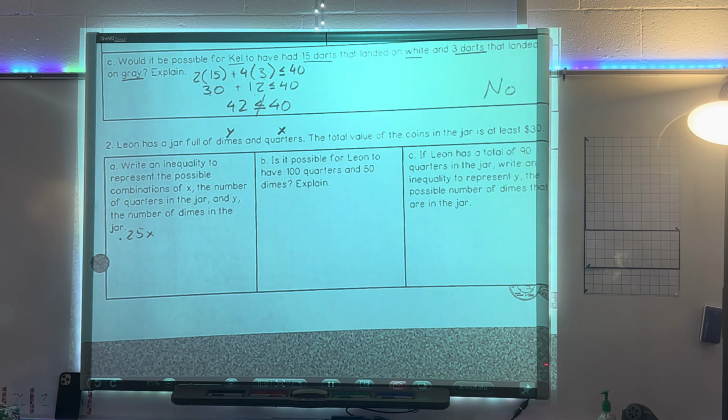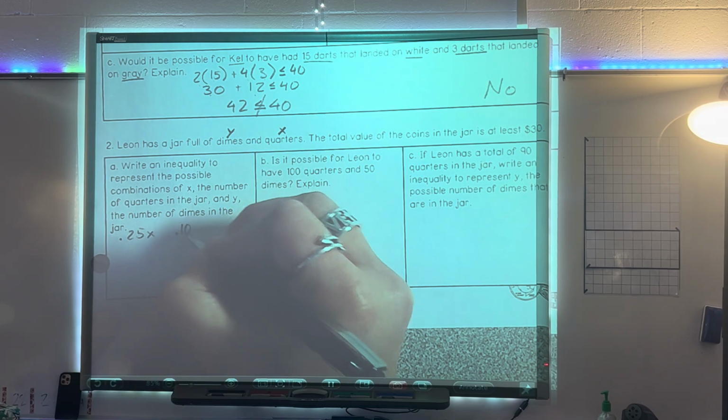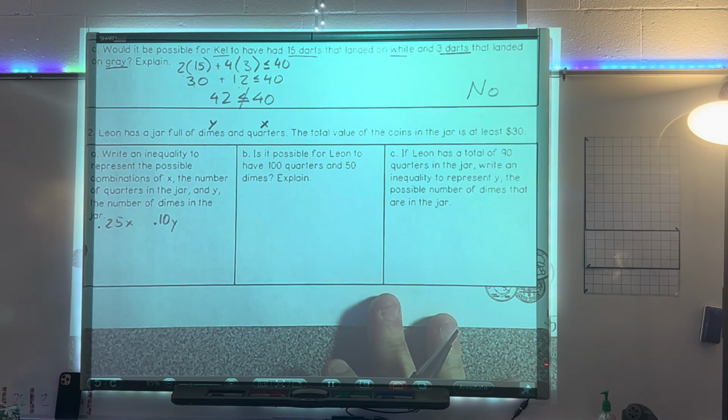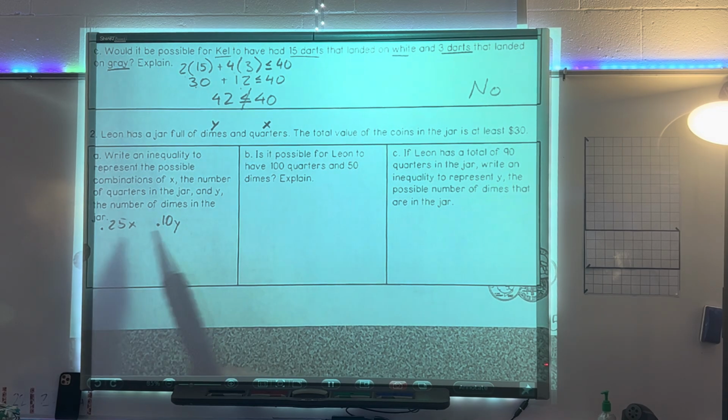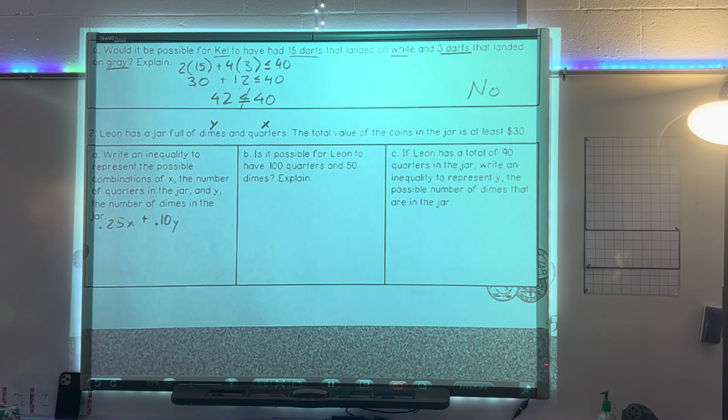How am I writing that? 0.10y. And then, what am I going to do with these things? I've got to have an operation in there. I've got to add them. If I'm putting them in the jar, then I'm adding money to the jar every time I put them in there, right? So I'm going to add them.